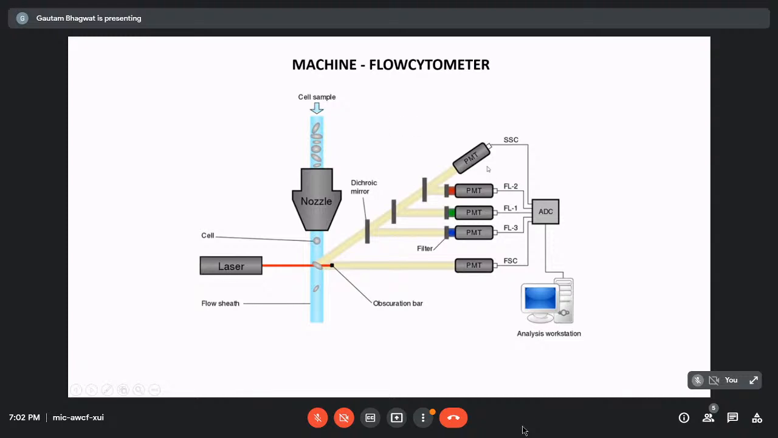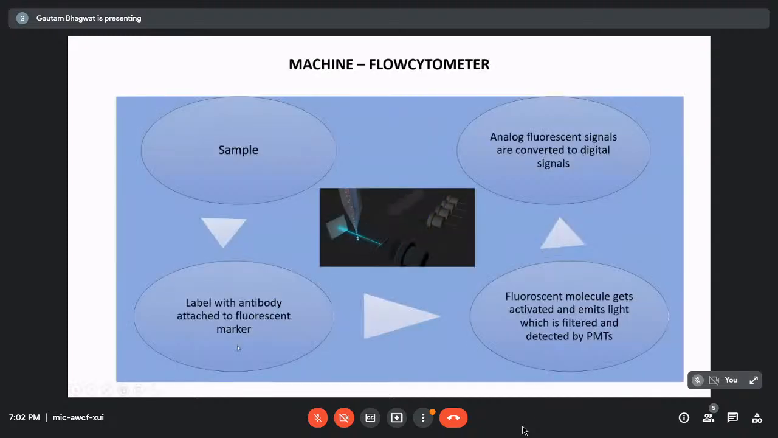All these photomultiplier tubes will send their signal to this analog digital converter, which will convert these signals and send them to the analysis workstation, where the doctor or the technician would analyze the plots, the graphs and the values and come to a diagnosis. So the sample labeled with fluorescence antibody emits light which is detected by photomultiplier tubes, and the analog fluorescent signals are converted to digital signals. So in short, this is what the flow cytometry machine does.